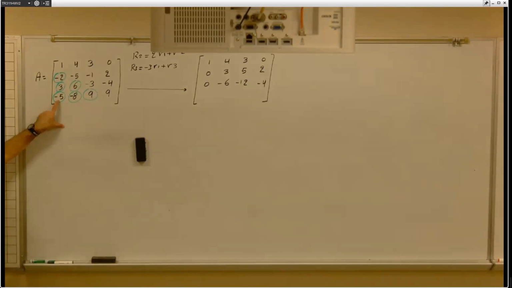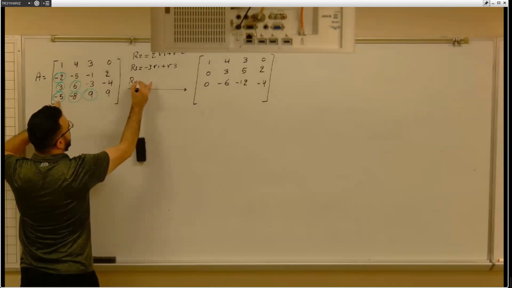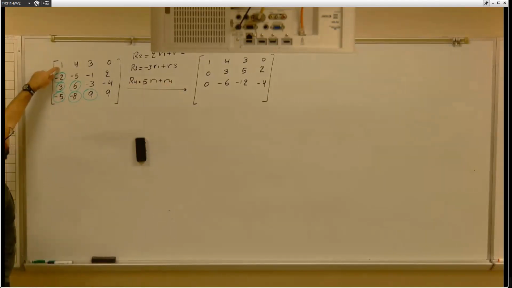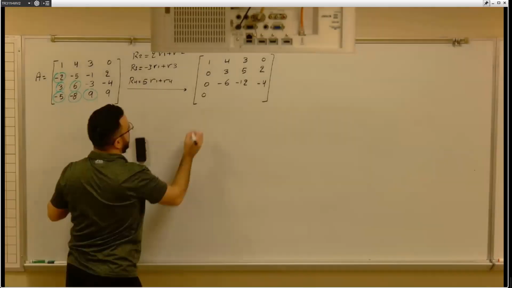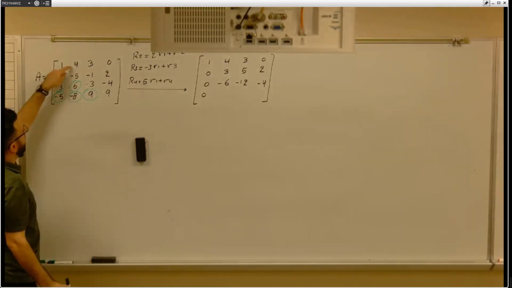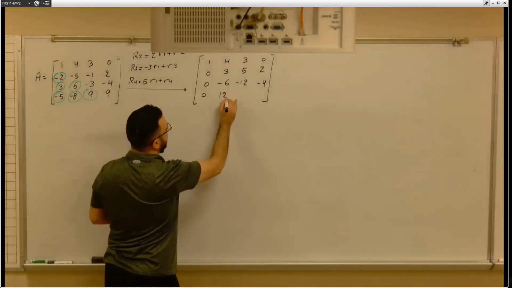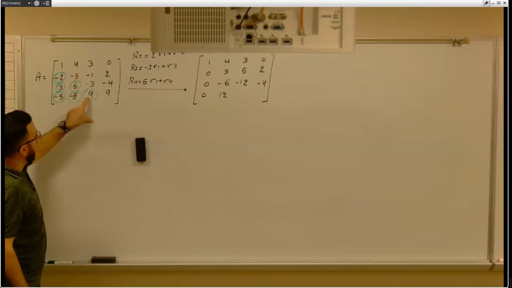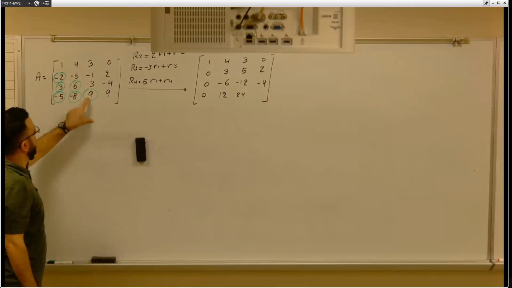Next one, we're going to convert -5. So I'm going to say R4 is going to be 5 times R1 plus R4. So 5 times 1 plus -5 is going to be 0. 5 times 4, 20, minus 8, 12. 5 times 3, 15, add 9, 24. 5 times 0 plus 9 is going to be 9.